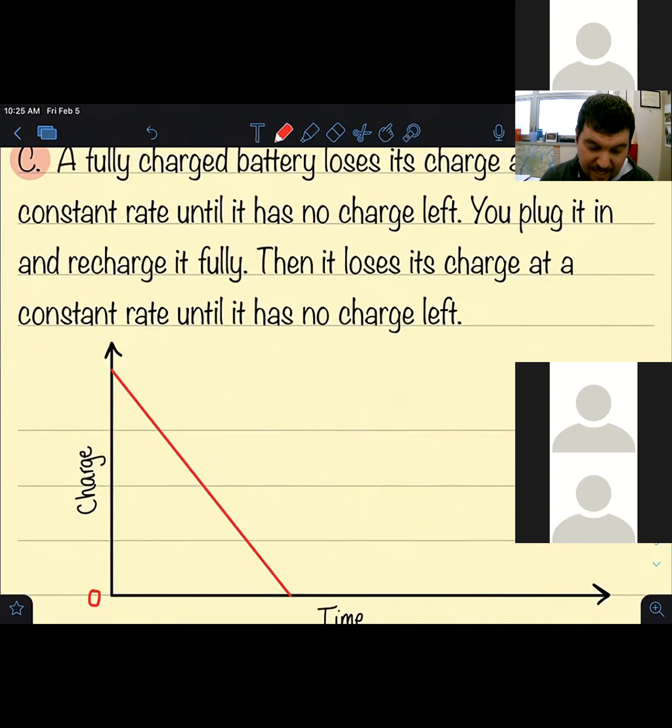Then it says you plug it in and recharge it fully. Okay, it probably charges at a little bit faster rate than what it lost charge at. So I'll make that a little bit steeper. I don't know, I feel like my iPhone charges faster than what it loses its battery, but you guys use your phone so much, maybe that's the opposite for you. And then it says it loses its charge at a constant rate again until it has no charge left. So here I'm probably going to try to keep this line parallel with the last one.